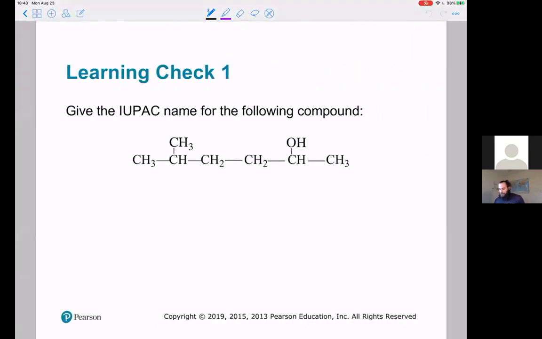All right, so now let's go naming something from scratch. Again, this is going to be a very similar concept to what we employed before. Step one, find the parent chain, the longest set of contiguous carbons. So this right here would be my parent chain for this compound.